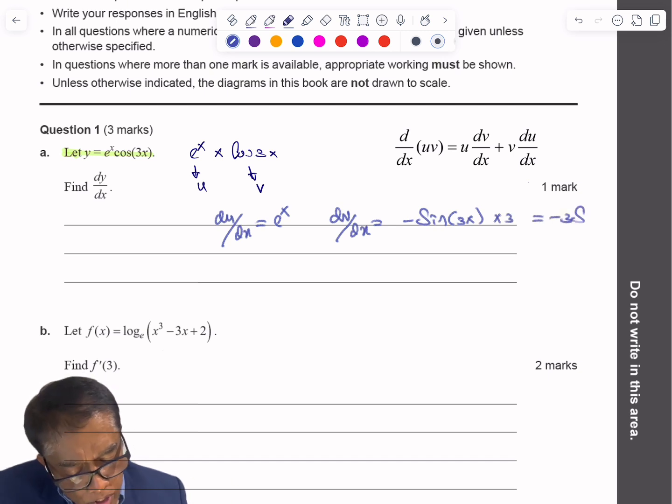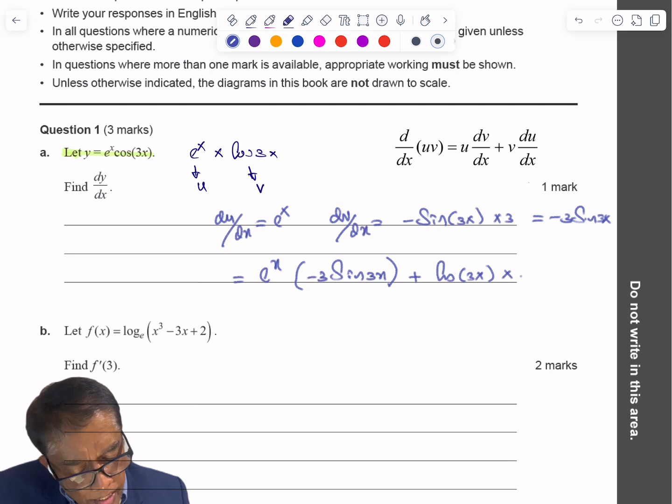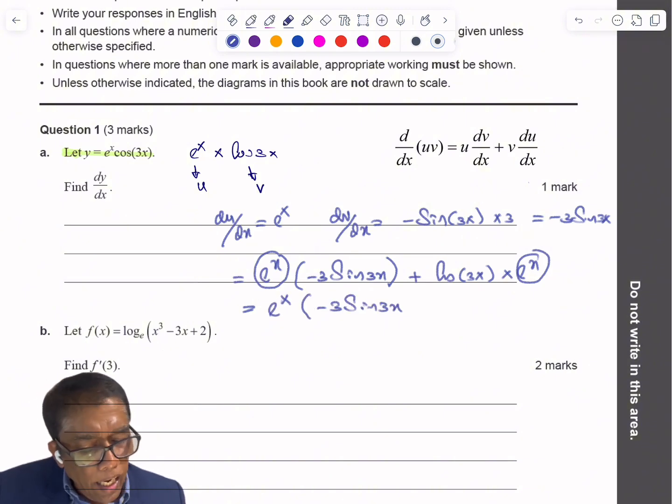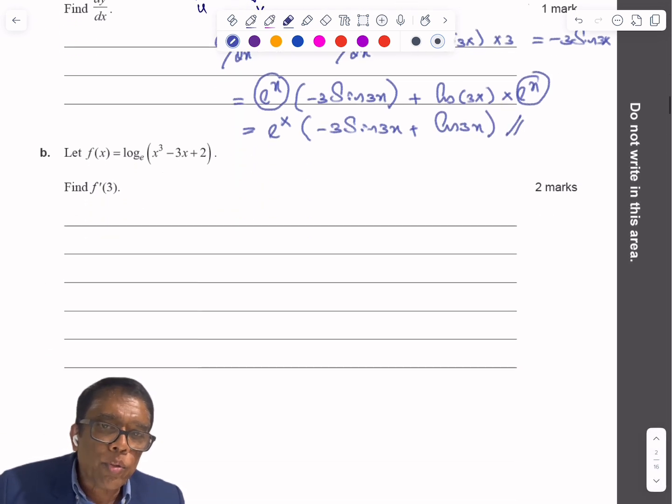Now we have to substitute into the rule. u means e^x times dv/dx, which is negative 3 sin 3x, plus v, cos 3x, times e^x. However, e^x is a common factor. We can take it out. e^x times (negative 3 sin 3x plus cos 3x). This is the answer.